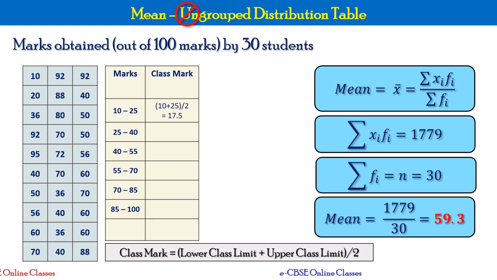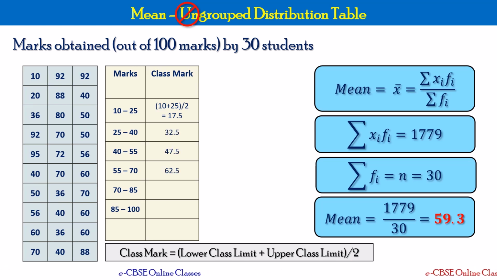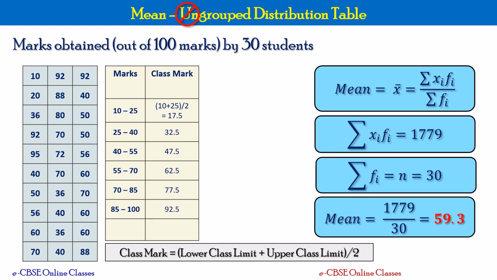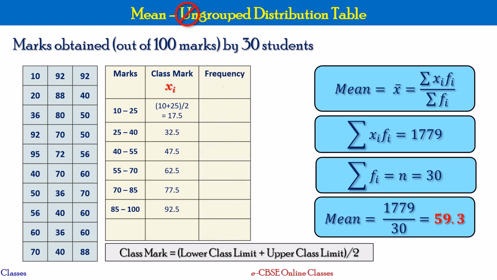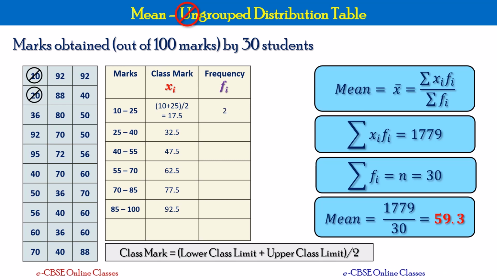So when I work out the class mark for all the different classes, it is coming out as 32.5, 47.5, 62.5, 77.5 and 92.5. Okay. This will be our new xi in this table. The next thing to do is calculate the frequency for each of these classes. Okay. We are denoting that by fi. The first class is 10 to 25. Here there are only two values, 10 and 20. So the frequency will be 2.